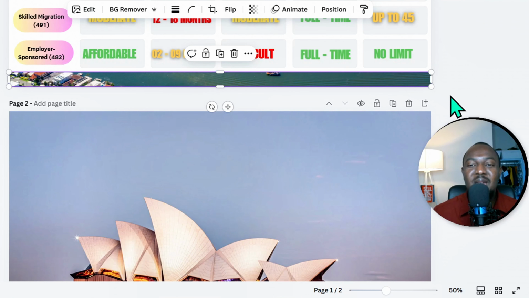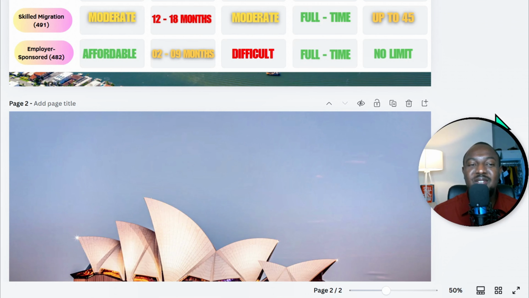Next on the list, we have the employer-sponsored visa, visa subclass 482. This visa is affordable. Why is it affordable? Because if you're fortunate enough to get a sponsor from an employer, most times the employer takes care of every single thing. They'll take care of all the expenses in regards to you migrating to Australia to come and live and work for that particular employer.